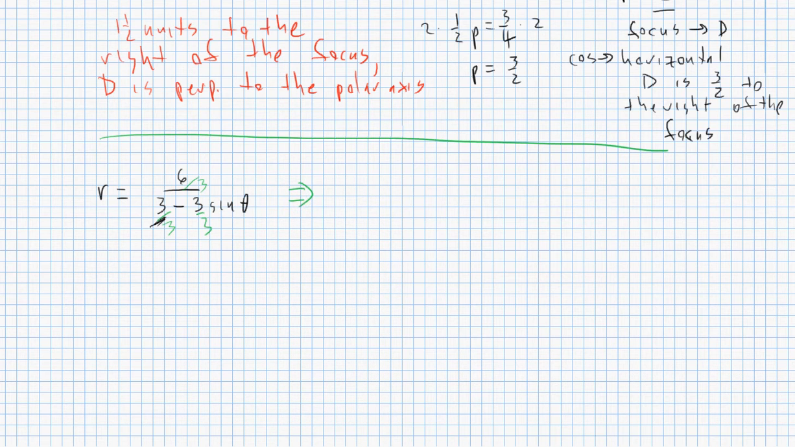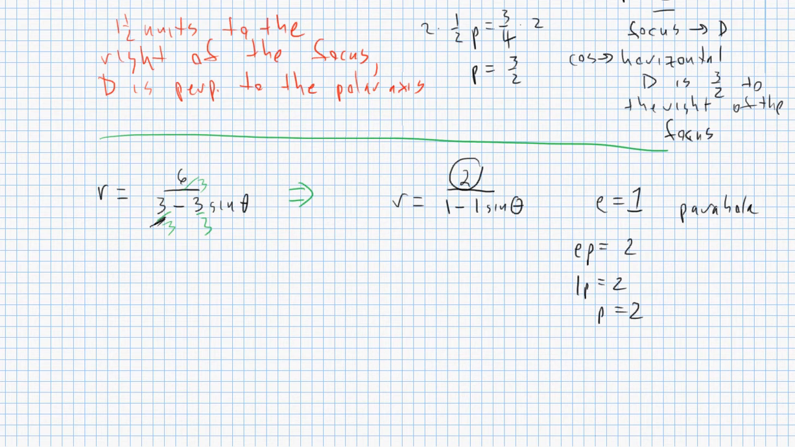And that's going to give us R is equal to 6 divided by 3, that's 2. 3 divided by 3 is 1, 3 divided by 3 is 1, so we've got 2 over 1 minus 1 sine theta. We can see here from the equation that E is equal to 1, so that means it is a parabola. And since E is 1, the top, that's E times P according to the formula, is equal to 2. E is equal to 1, so 1P is equal to 2, so P is equal to 2.